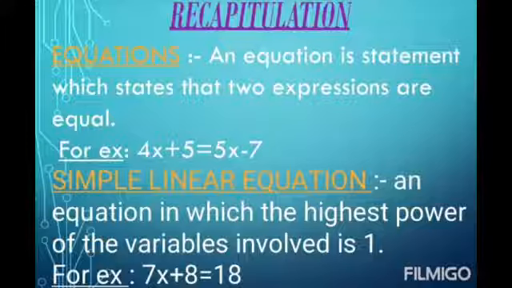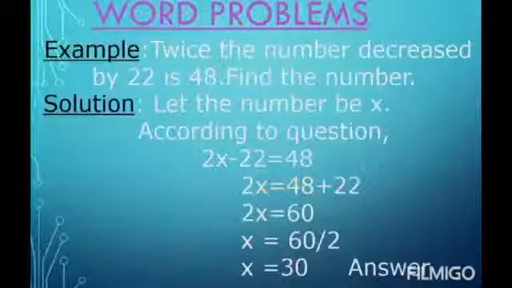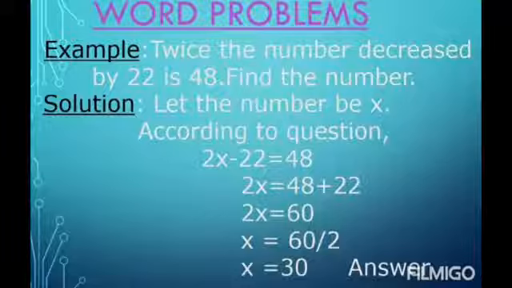Next is simple linear equation. An equation in which the highest power of the variable is 1 is called a simple linear equation. For example, 7x plus 8 is equal to 18. Here you can see only one variable is there and that variable x has power 1. So this is called a simple linear equation in one variable. Now today we will continue with exercise 6b, in which we will do word problems based on simple linear equations.